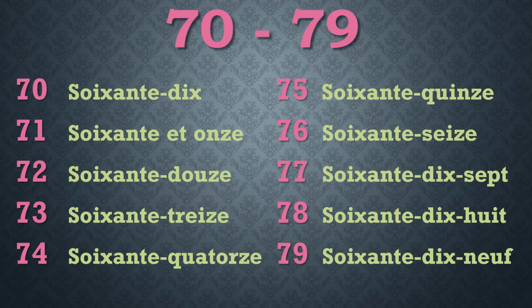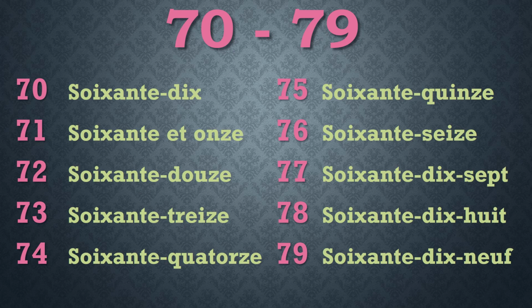Here we have 70 through 79, which again are based on the number 60, followed by a second number that you tack on to add up to your final number. So again, 70 is 60, 10. 71 is literally 60 and 11. 72 is 60, 12, and so on.